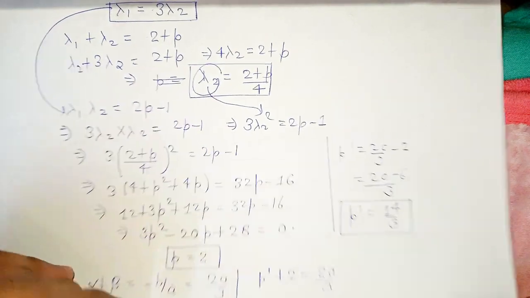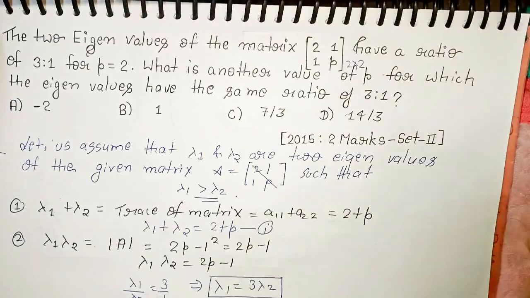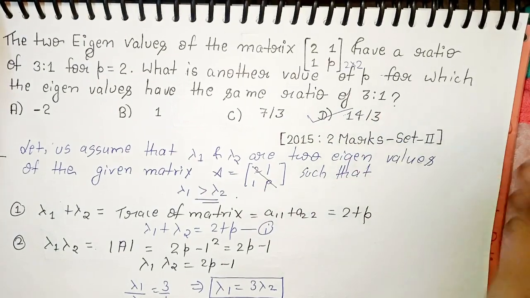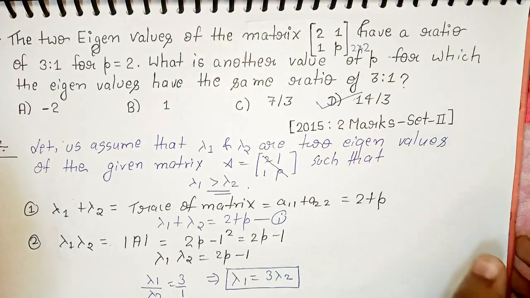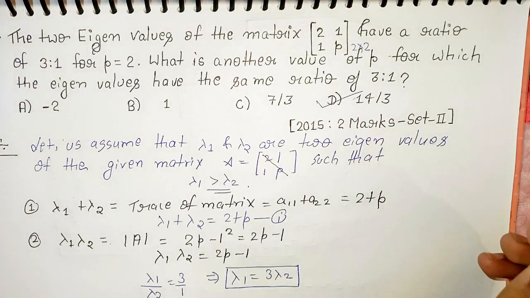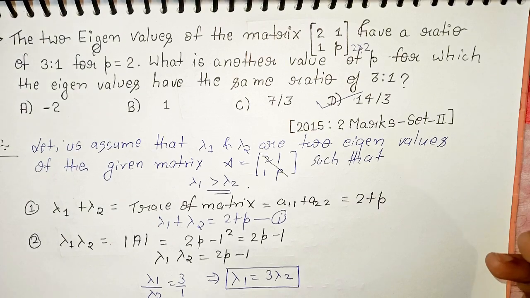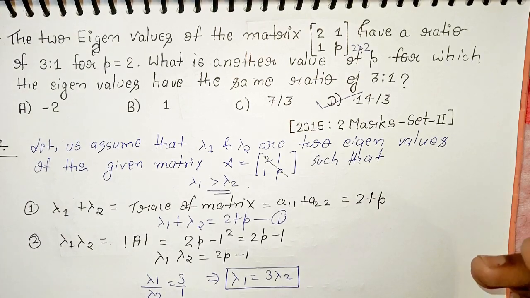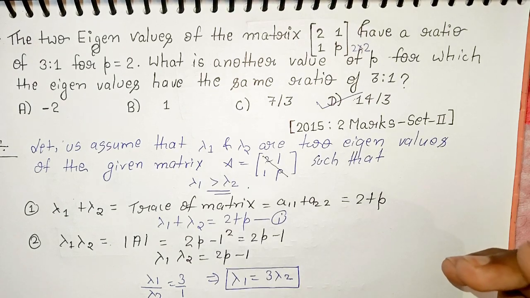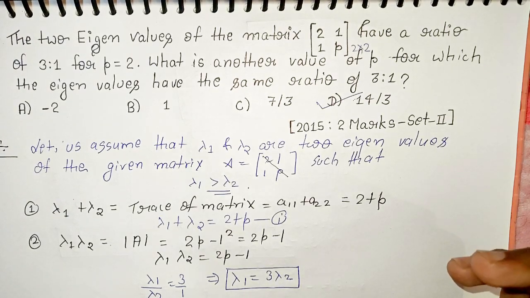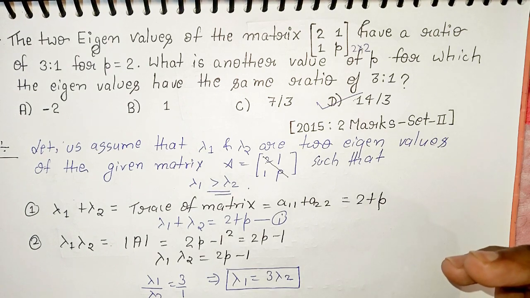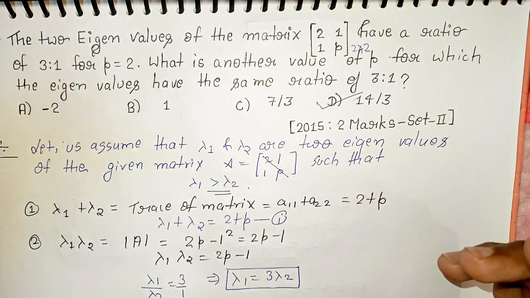So what's the answer here? The answer is 14/3. It's D. Okay, that's D. Now I have already said in the beginning of the video that I am having a simple twist type question at the end of this video, which I am going to discuss with you all, and it also involves the use of some basic properties of the eigenvalues. So let's jump to that question.